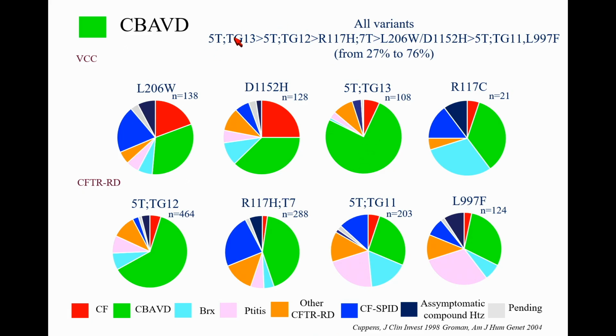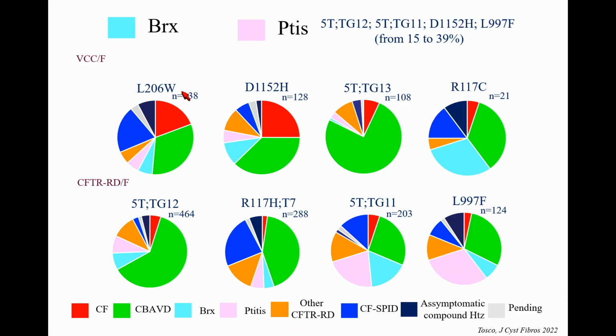And this confirms previous reports, which were reported for the TG13, 5T, associated with a penetrance of nearly 100% for CBAVD, TG12, 5T being associated with a penetrance of 80%, while TG11, 5T was associated with a penetrance of 10%. We also studied the frequency of the report for bronchiectasis and pancreatitis, other CFTR-related disorders, and it was mostly reported for 5T-TG12 and D1152H, and unexpectedly for 5T-TG11 and L997F.